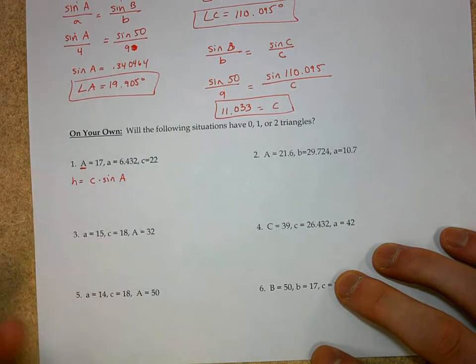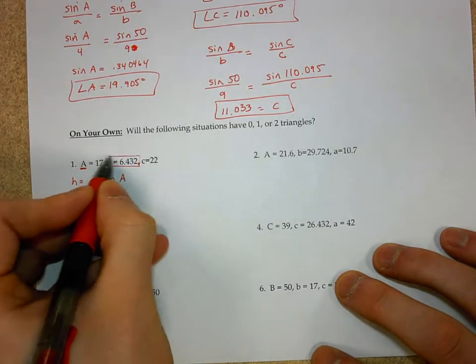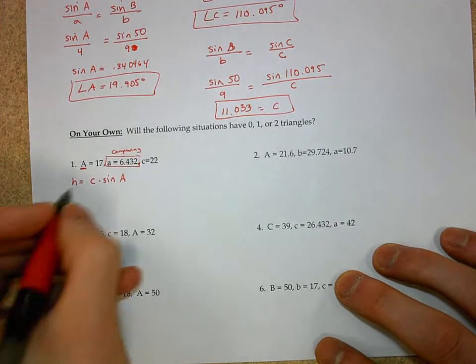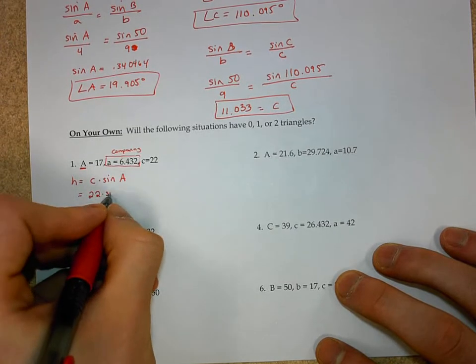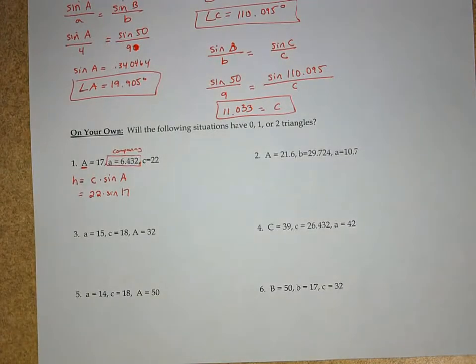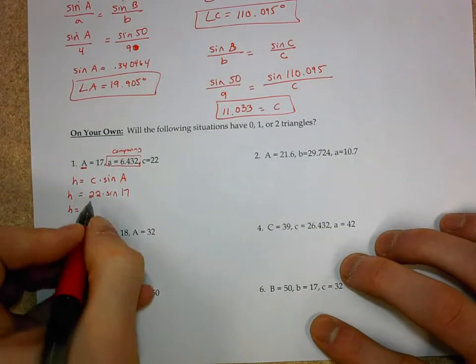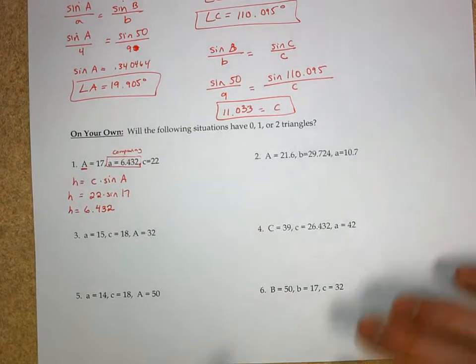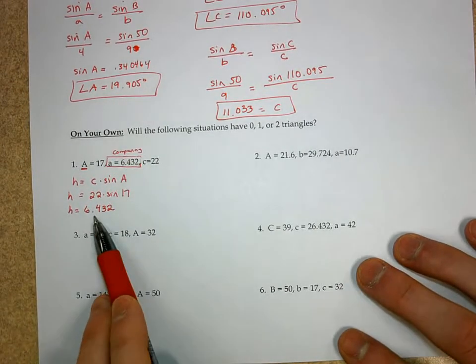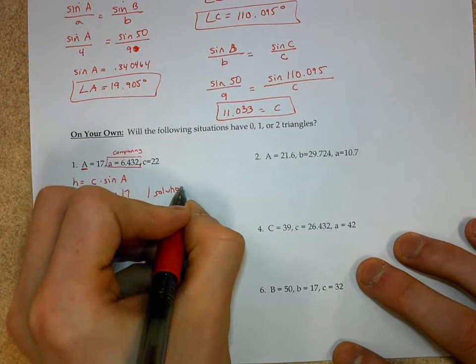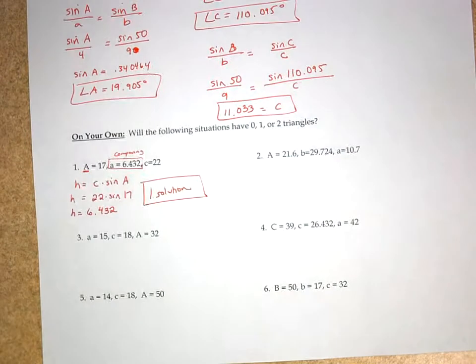Because I'm looking here, I'm given angle A. This is the guy I'm going to be comparing. So I'm going to put C in. So 22 times the sine of 17. And if we do that, we get the H is 6.432. If I look at that, 6.432 to 6.432, they're equal. So I'm going to have one solution.